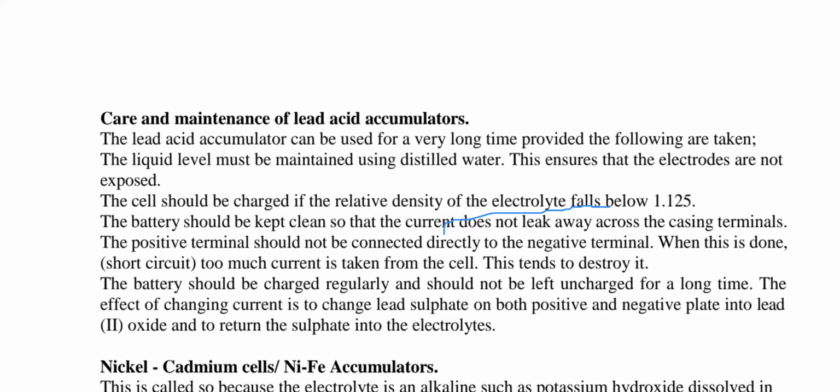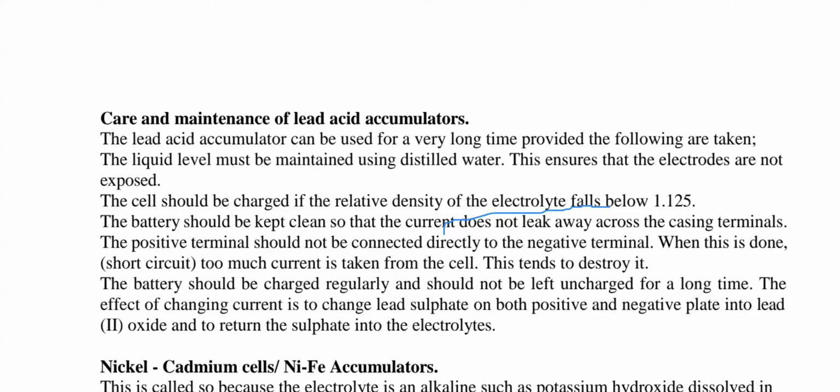For example, if your battery is not clean, and you look at the terminals and they are too dirty, at that point the cell is most likely to leak. So we keep the battery clean such that the current does not leak away across the terminals that we have at that point.